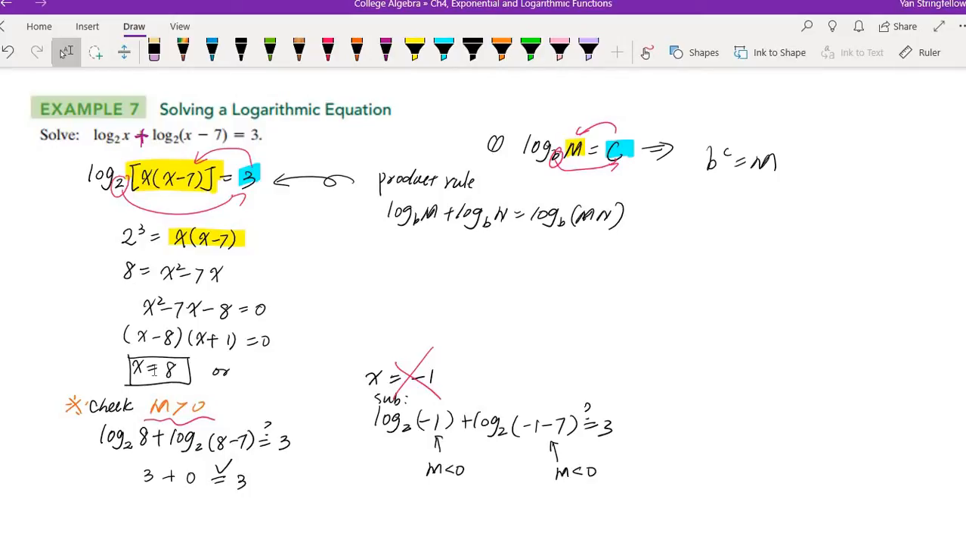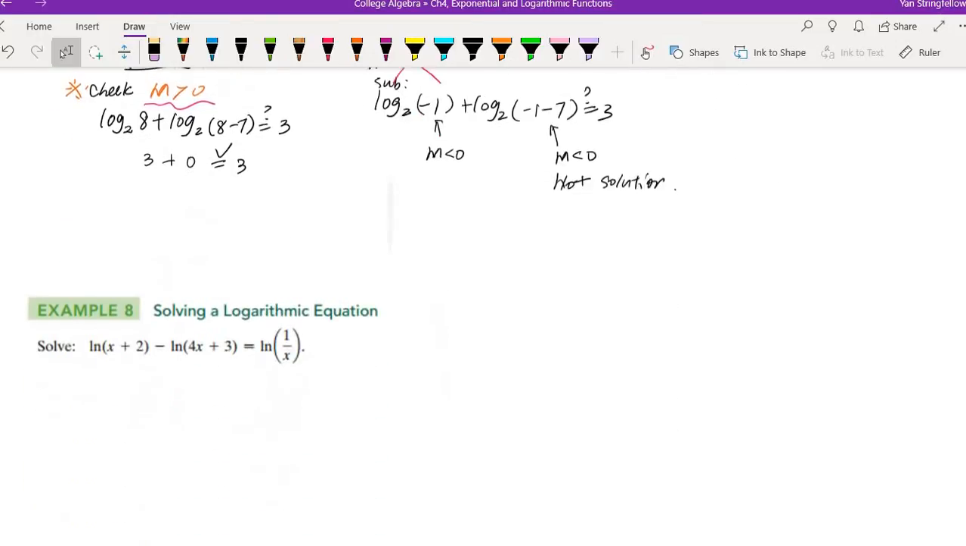That is the reason why it's so important to check your answer, because if m is less than 0, then that is not your solution. Okay? Let's go ahead and work on example 8.